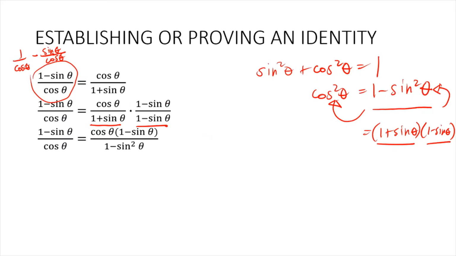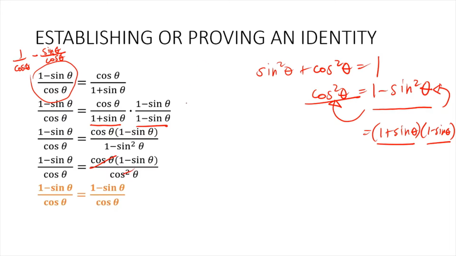In the numerator and the denominator, we have cosine theta times 1 minus sine theta divided by 1 minus sine squared theta. Again, 1 minus sine squared theta is equivalent to cosine squared theta. So this becomes cosine theta times the quantity 1 minus sine theta over cosine squared theta. We can now cancel out one cosine theta, and so we have established the identity.